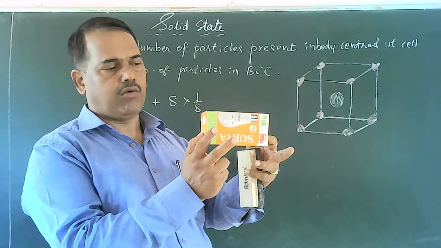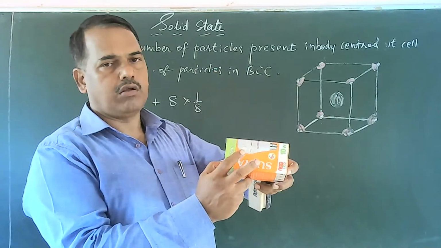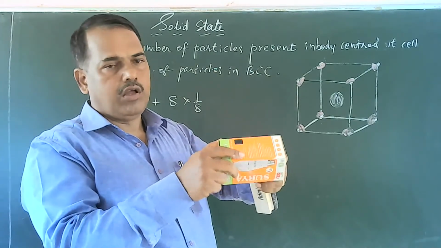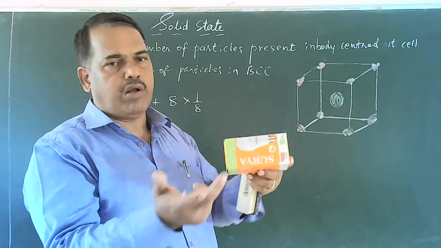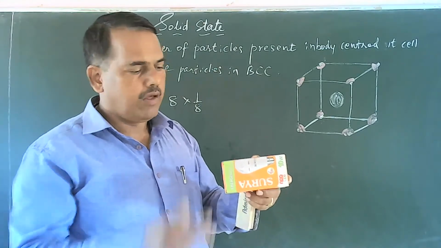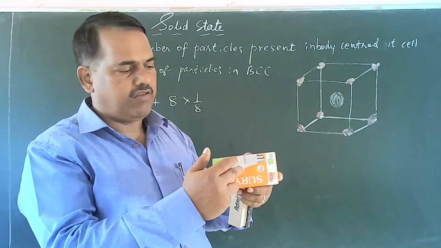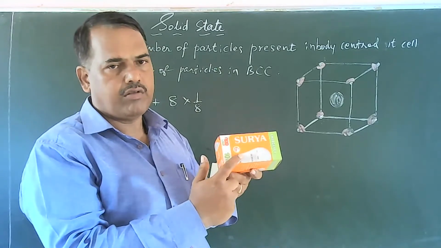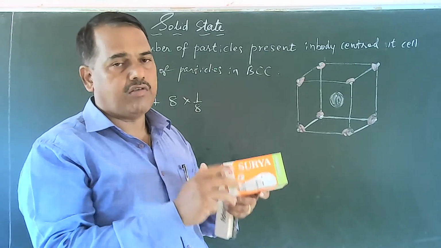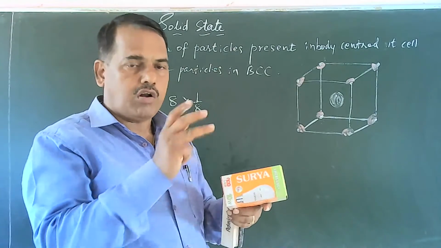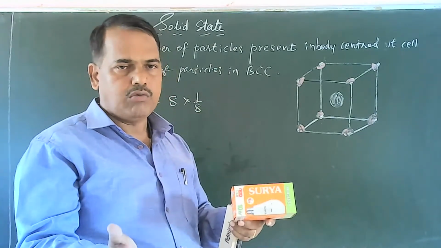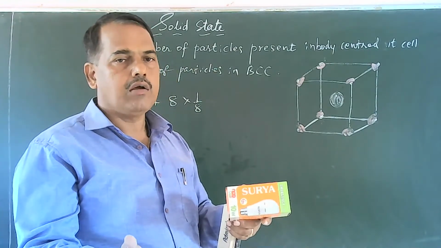See, we can find the 6 phases: 1, 2, and 3. The contribution for each phase is 1 by 2. This is also a phase, and this is also a phase. How many phases? 6 phases. The contribution to each phase is what? 1 by 2.